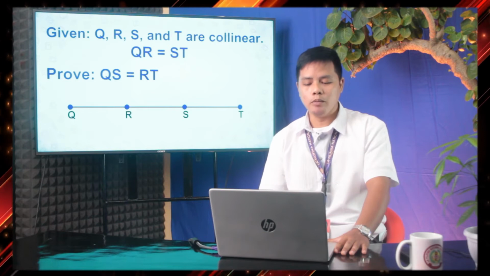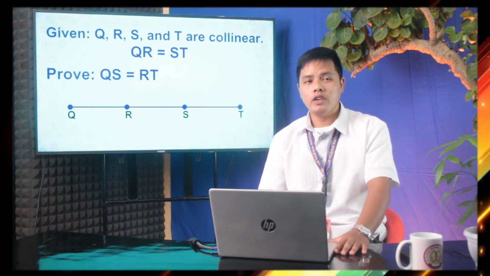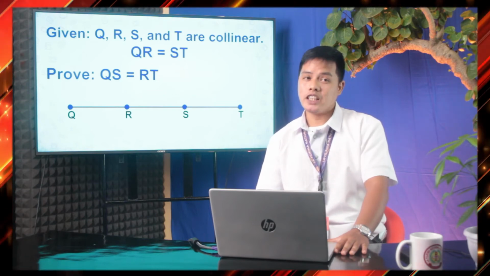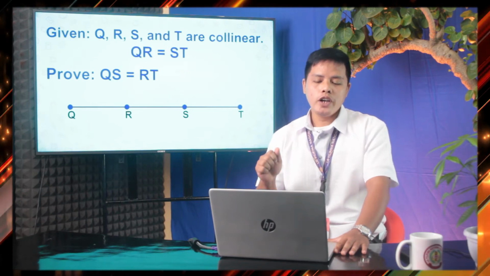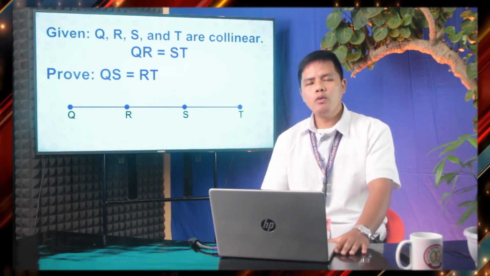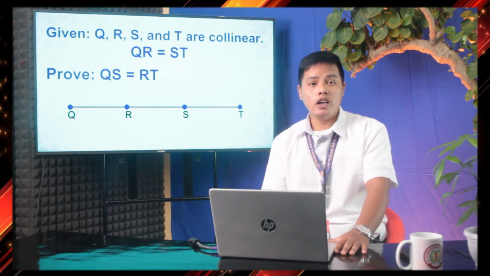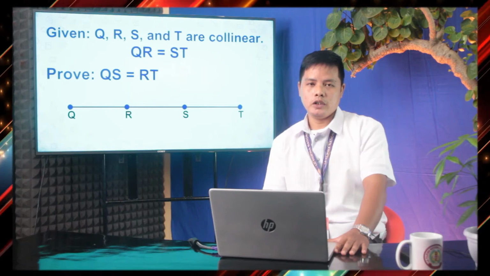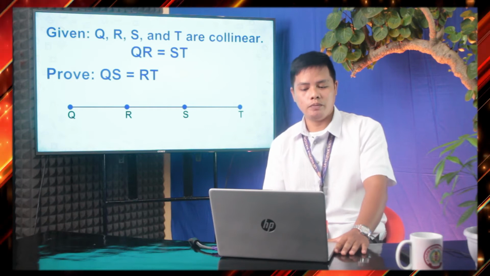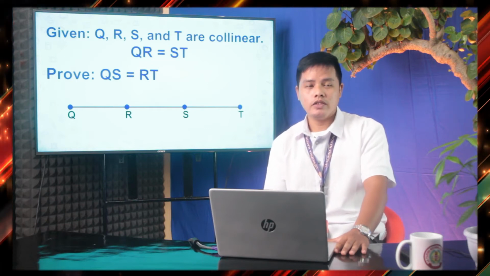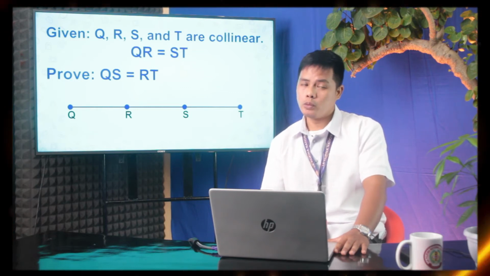Now, for this example, I will give to you the statement and you will be the one to give the following reasons. Is that clear to everyone? Okay, now let's start. For number 1 statement, I will write there line segment QR is equal to ST. So it is very obvious that for that number 1 statement, it is our given. What about this statement? Q, R, S, and T are collinear. What would be the reason?